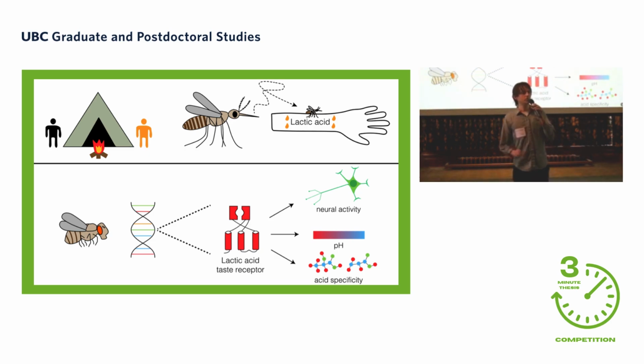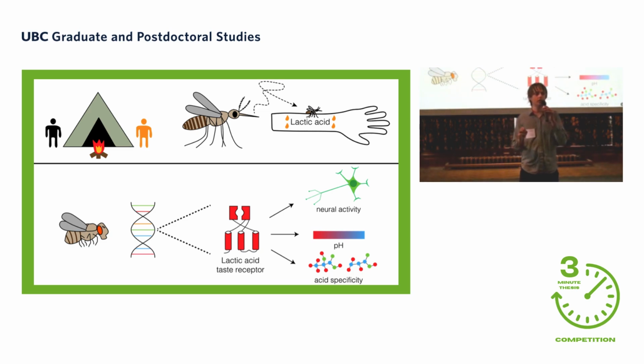Next, I want to characterize what pH this receptor functions best at. Can it function at basic or neutral pH, or can it only detect lactic acid at a highly acidic pH? This would be good to know what pH is particularly attractive to insects.